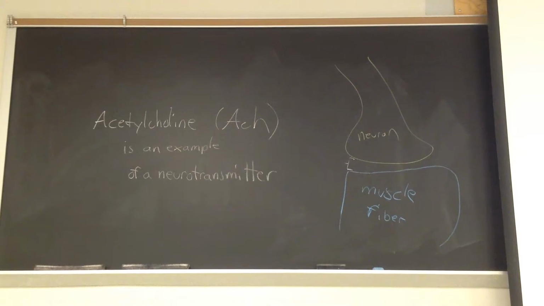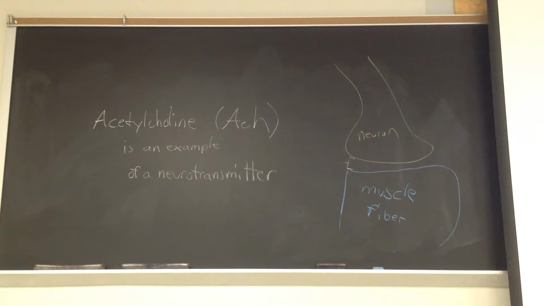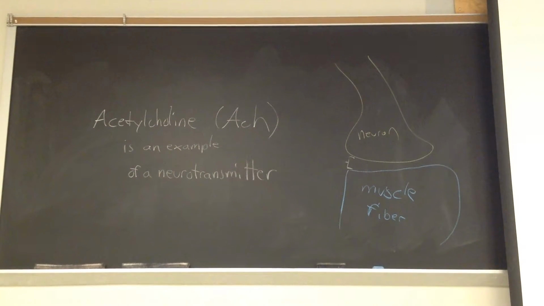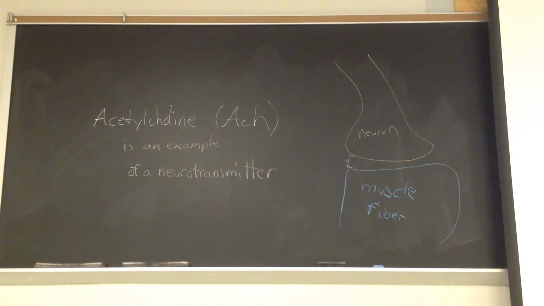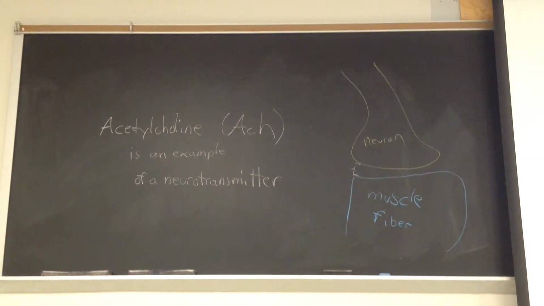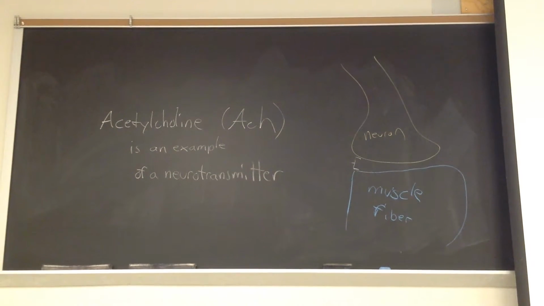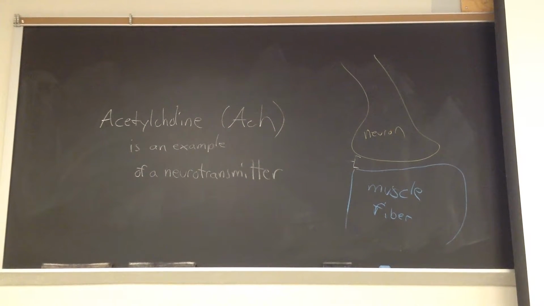Anyway, you don't have to write all those transmitters down. The only thing I want you to know for now is the chemical that moves across the synaptic cleft is a neurotransmitter, and the kind of neurotransmitter used at this junction is acetylcholine. So that's how those words are related.